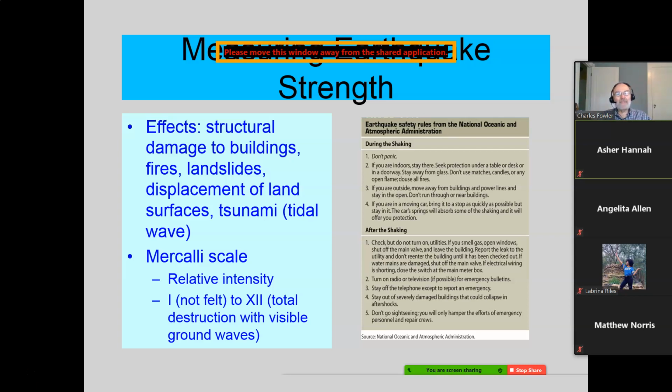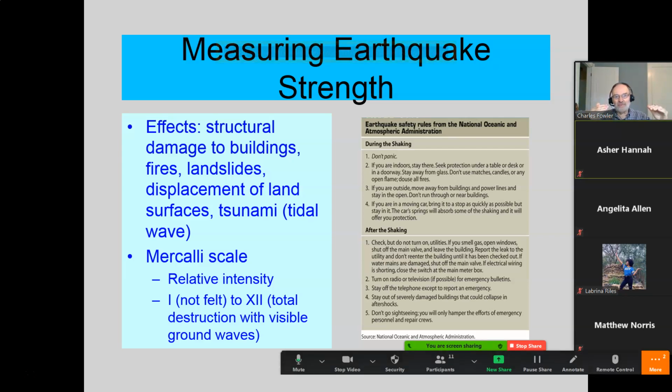Now, it says if you're indoors, stay there. In other words, by the time the first big quake happens, if nothing's falling on you, you're probably in a pretty safe place. Okay? But not a bad idea to get under a table or some other type of cover.